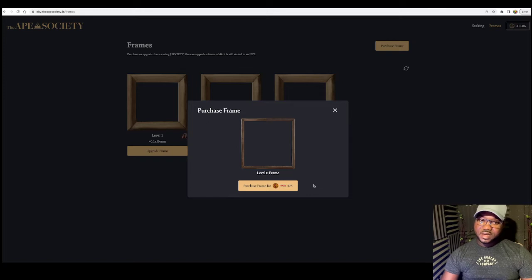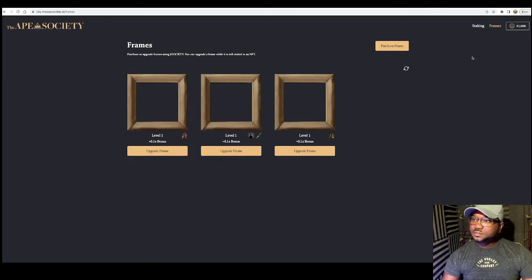So for me, I have an artist, so I think that's why I'm getting the price kind of half off. But you can purchase a frame, and when you purchase that frame, that society that you spent is burned, right?